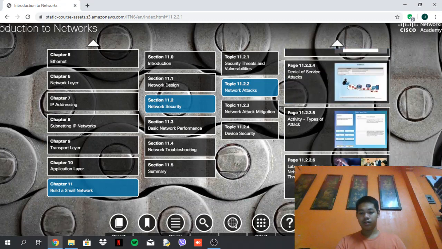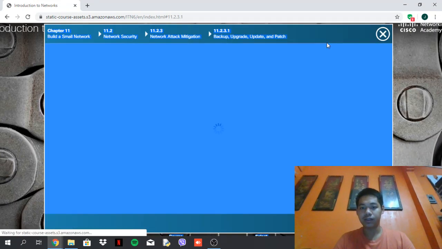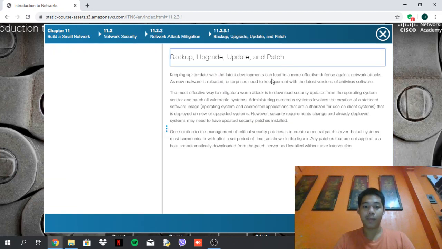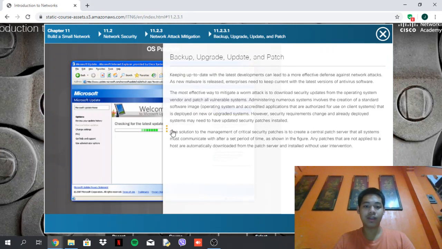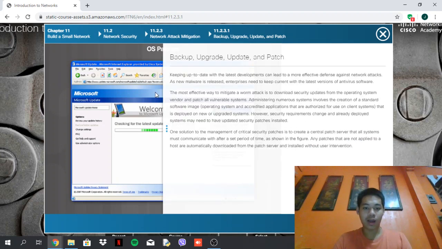And the network attack mitigation. So with this one, we have the backup, upgrade, and patch. With that backup, upgrade, update, and patch, we are keeping up to date with the latest developments, and it can lead to more effective defense against network attacks. So we back up, we upgrade.